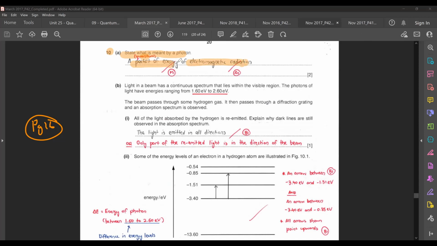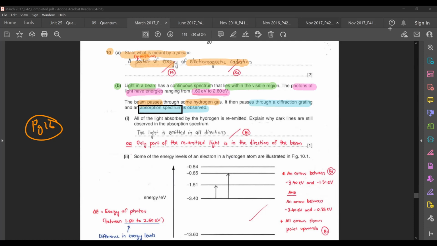So no issues there. And then in B, you have light in a beam that has a continuous spectrum lying within the visible region. The photons of light have energies ranging from 1.6 eV to 2.6 eV. You again see that there's a range of energies here. The beam passes through some hydrogen gas. It then passes through a diffraction grating and an absorption spectrum is observed. So they specifically told you that you observe an absorption spectrum here.